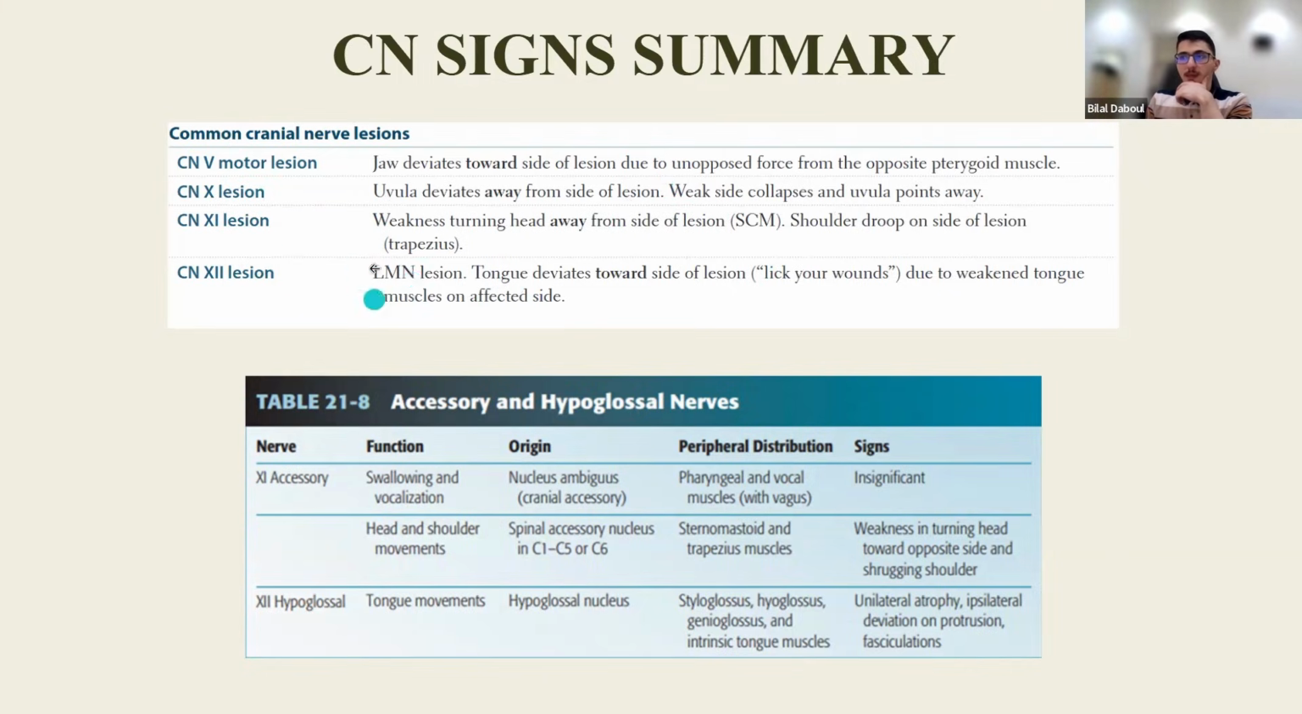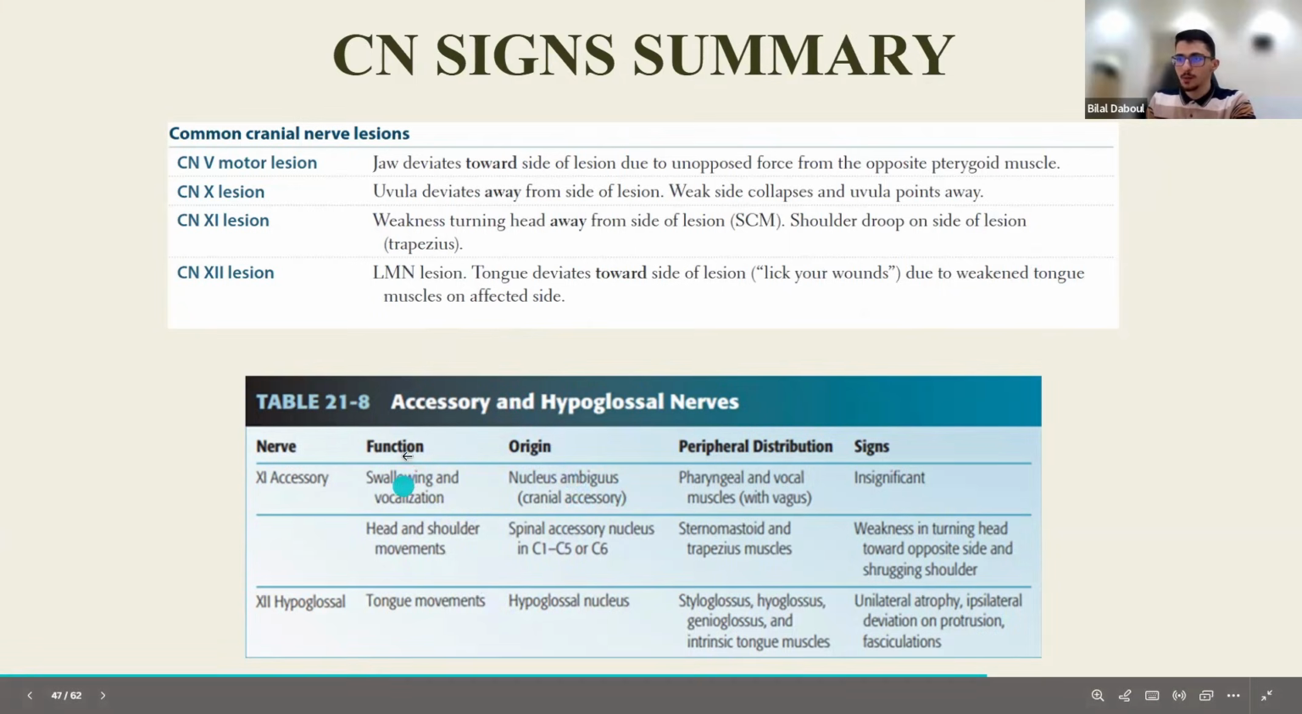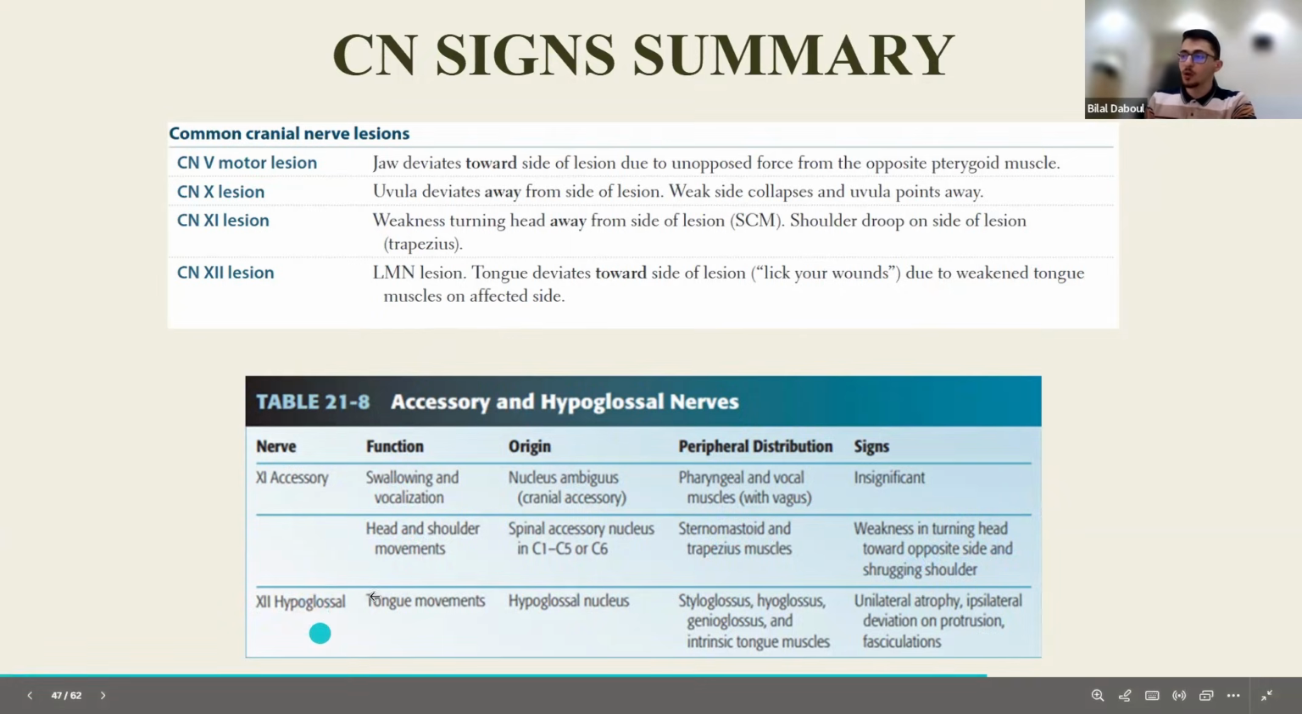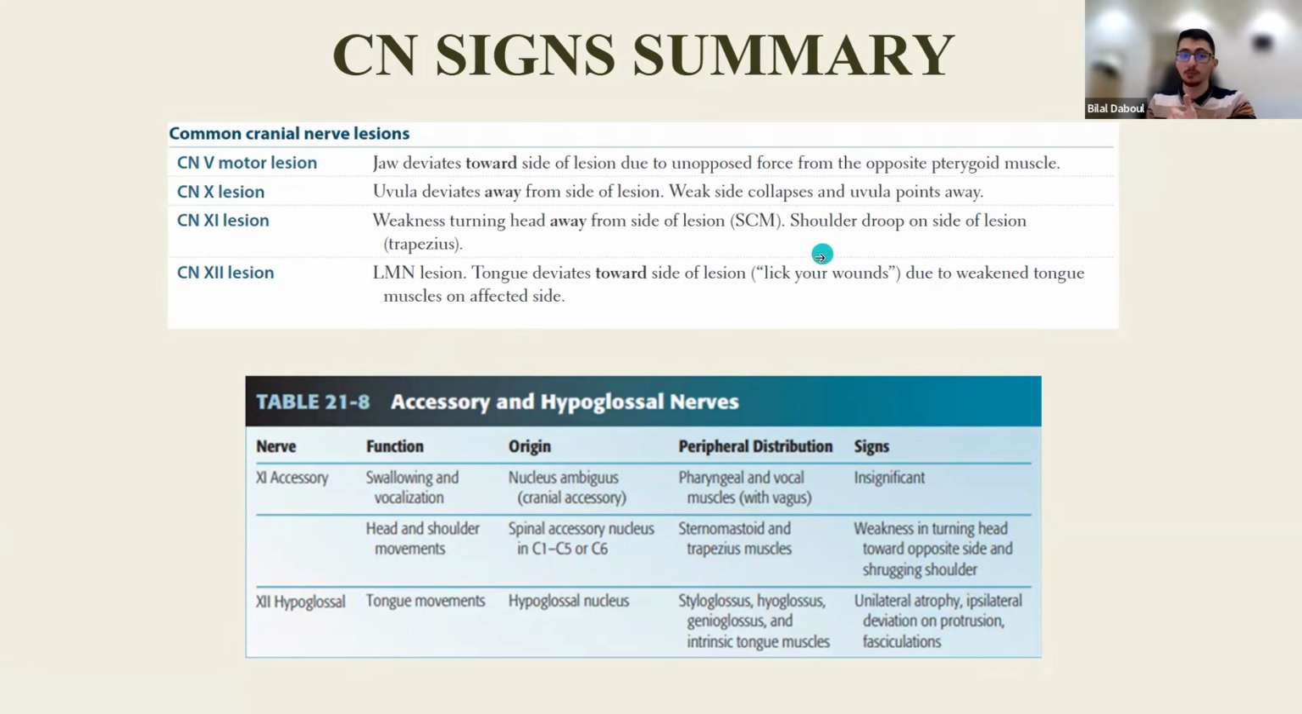For hypoglossal, again, it's an LMN lesion. The tongue would deviate towards the side of the lesion. So lick your wounds. If that helps you, then so be it. Due to weakened tongue muscles on the affected side. Again, this is a reiteration of what I said. Swallowing and vocalization, this is not really that important. Most importantly, it's head and shoulder movements. So sternocleidomastoid and trapezius: weakness in turning the head towards the opposite side of the lesion and shrugging the shoulder. Hypoglossal: ipsilateral deviation of the tongue, most important, upon protrusion. So I would ask the patient to open his mouth and protrude his tongue outwards. That's it for cranial nerves and their most important signs.